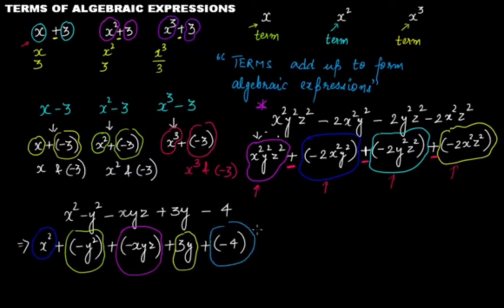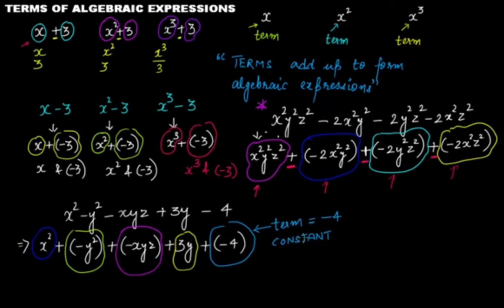Now, if you look at this term number 5, this is actually a constant term. Why is it a constant term? Because this term only contains one numerical value, and that is -4. This term is what? -4. And why is this constant?